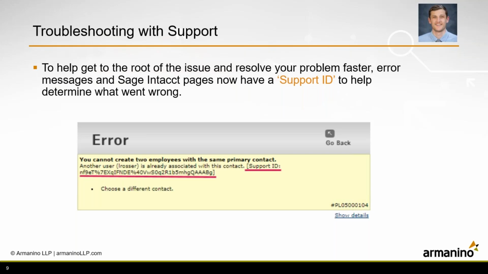And this is really going to help determine, on our side as well as Sage Intacct, what specifically went wrong. And additionally, as this feature gets rolled out a little bit more, there are going to be specific pages linked to this that have supplemental technical information, including server and user information. So a really cool little addition here, hopefully when there are errors, to help the process move a little bit faster. Next slide.